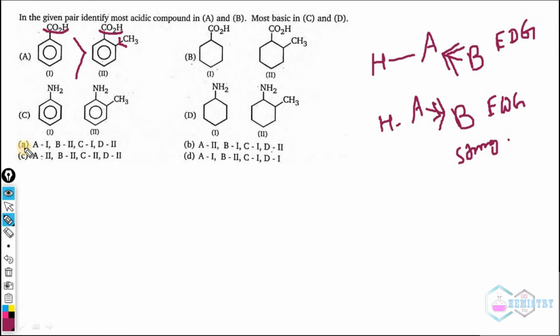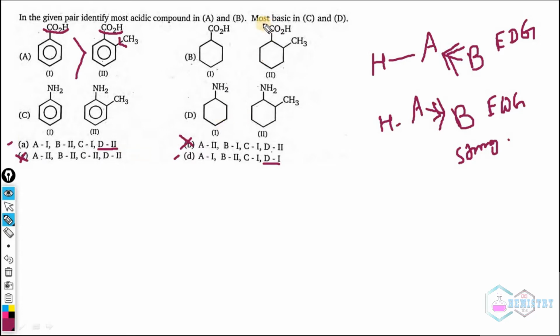So option A may be the answer, or option D may be the answer. Option B and option C are not correct. So let's check option A. A1, B2. A1, B2. It is similar. C1, C1. Up to C, option A and option D are similar. Now option D has D equals 1 and option A has D equals 2. Now if we only check D, we will get our desired answer.